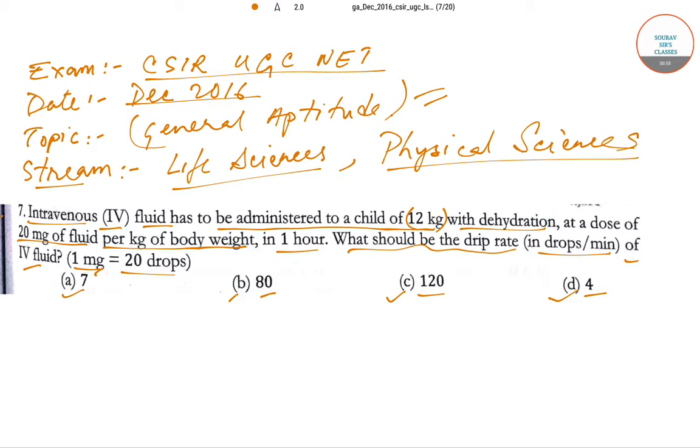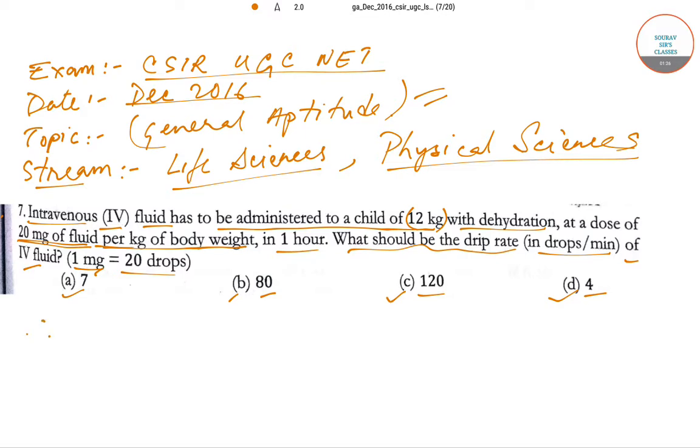So there is a child who is of weight 12 kg and the child has dehydration. Now for 12 kg, the dosage of this IV is 20 milligram of fluid per kg of body weight in 1 hour. So in 1 hour we have to rehydrate the child basically. So now if for 1 kg we have to give 20 milligram of IV fluid, so for 12 kg we have to give 12 into 20 milligram of IV fluid in 1 hour.